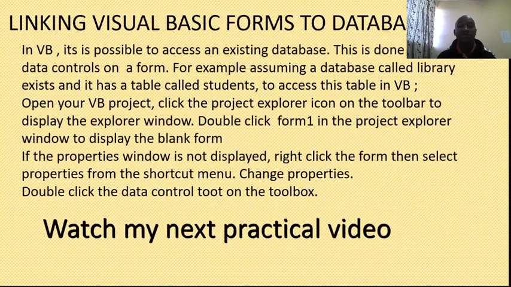To access this table in VB, open your VB project, click the Project Explorer icon on the toolbar, to display the Explorer window. Double click Form1 in the Project Explorer window to display the blank form. If the property window is not displayed, right click the form, then select Properties from the shortcut menu. Change the properties. Double click the data control tool on the toolbox.